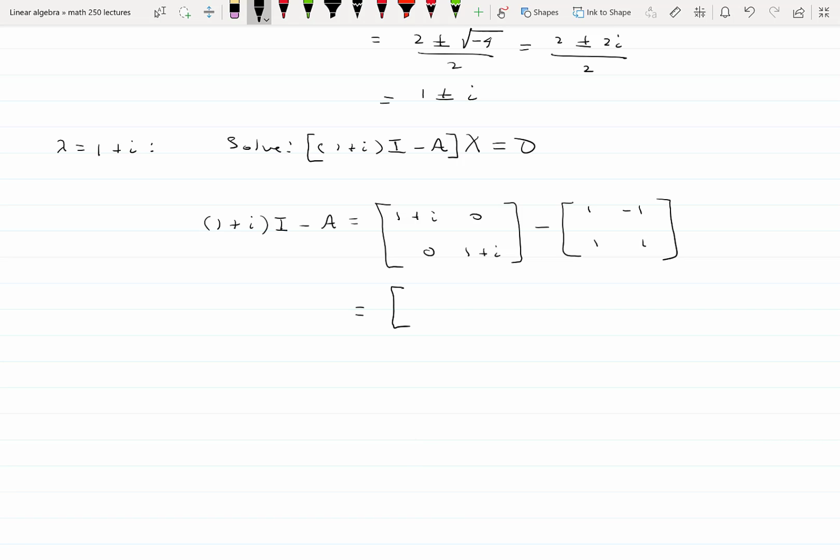So the net result here is 1 plus i minus 1 is i. So we're going to get i, 1, and negative 1, and i.